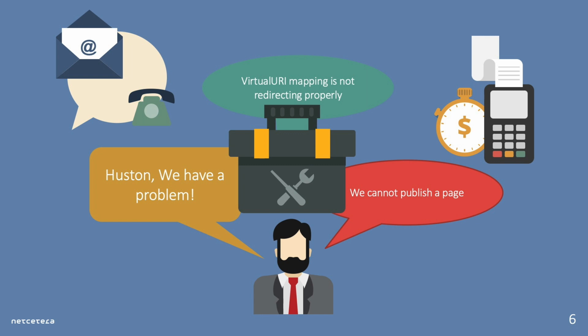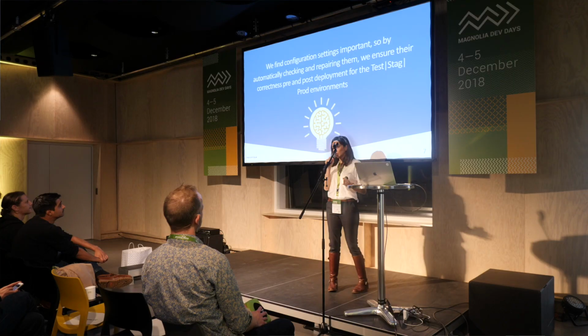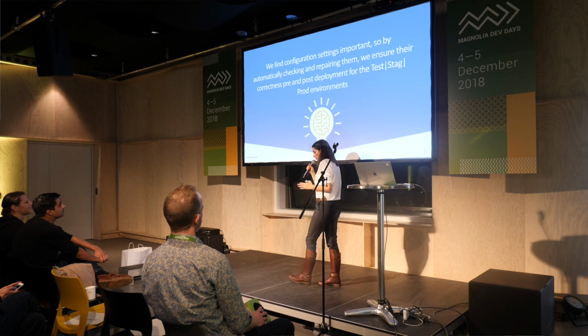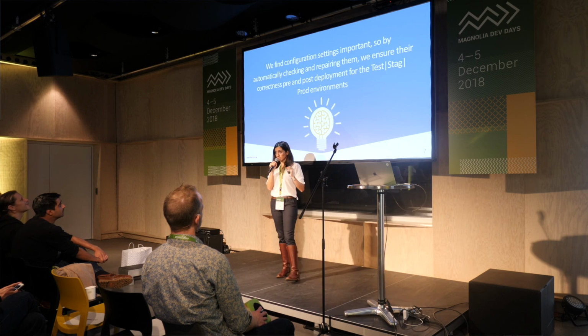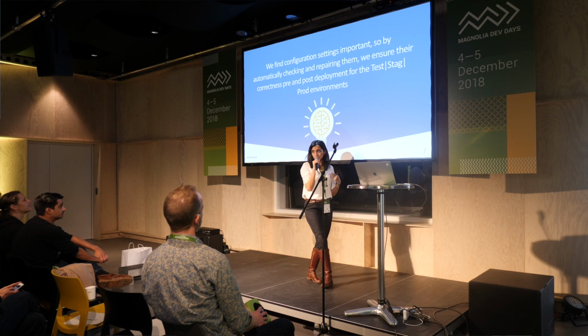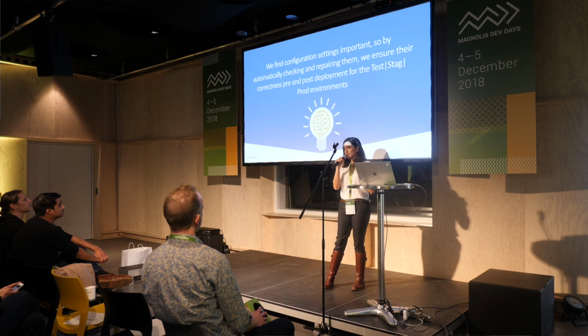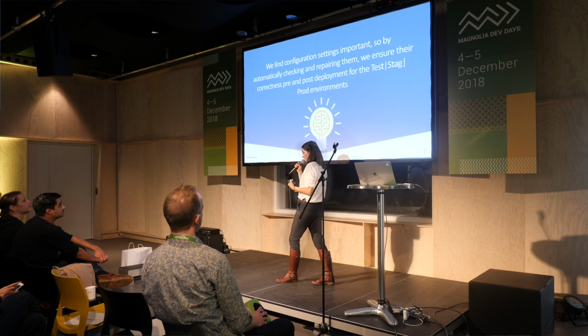So we sat down and said, we need to fix it. We cannot, for each release, pray and say, this one is going to be right, they will not call again. So we figured out that configuration properties are of great importance, by which I mean to ourselves as developers and to the customers. So let's automatically check them, and automatically repair them if they are wrong. That way we ensure their correctness, and the world will be pink again.